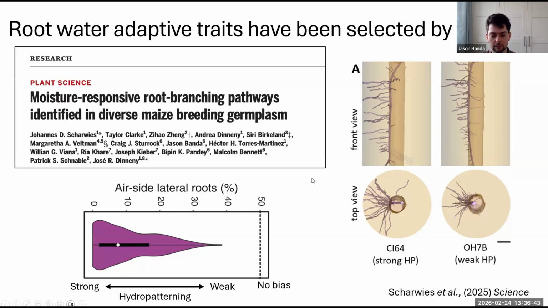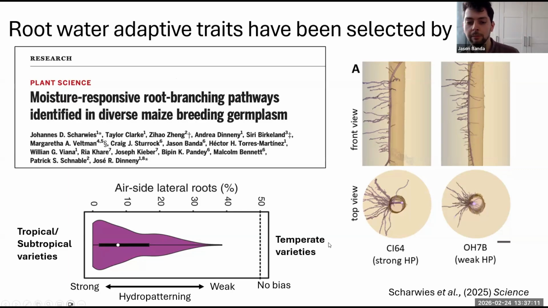And if we look more in depth at which varieties hydropattern in what way, we can see that a lot of the tropical and subtropical varieties were found to be very strong hydropatterning ones. So they have a selective pressure that really created lines that need to find water and maximize branching towards it. On the other side, the weak hydropatterning lines are actually the temperate varieties, which have potentially relaxed their selection pressure on this adaptive response.